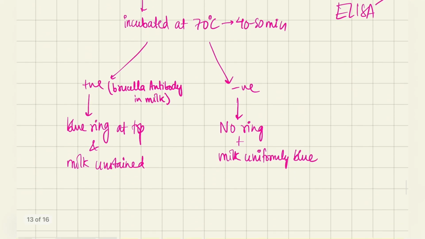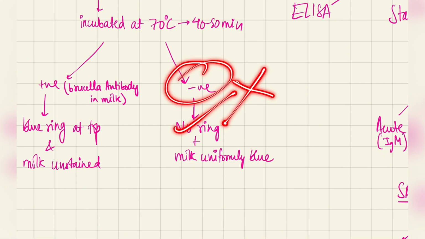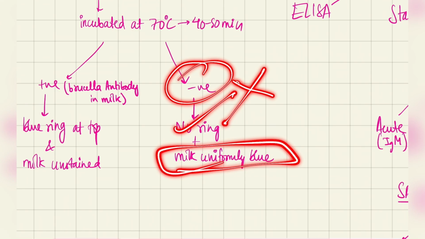What you see, if positive, that is, if Brucella antibody is present in the milk, is a blue ring at the top of the test tube and the milk is unstained. If it is a negative test, that means no Brucella, there will be no ring and the milk becomes uniformly blue. Correct?